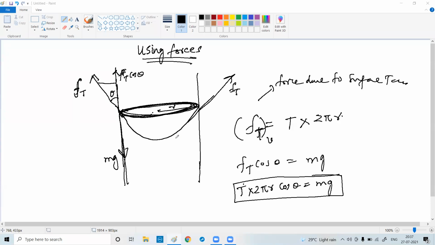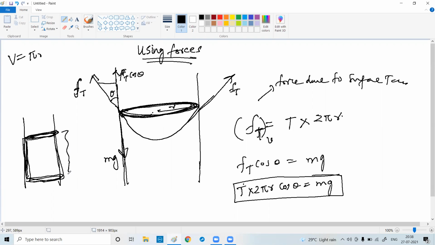And the volume of the liquid, if you ignore this part, the volume of the liquid inside a capillary is like a cylinder. Yes or no? Ignore the meniscus, this small part. It is almost like a cylinder. Whose volume we can say, with h the height of the liquid, is pi r square h.